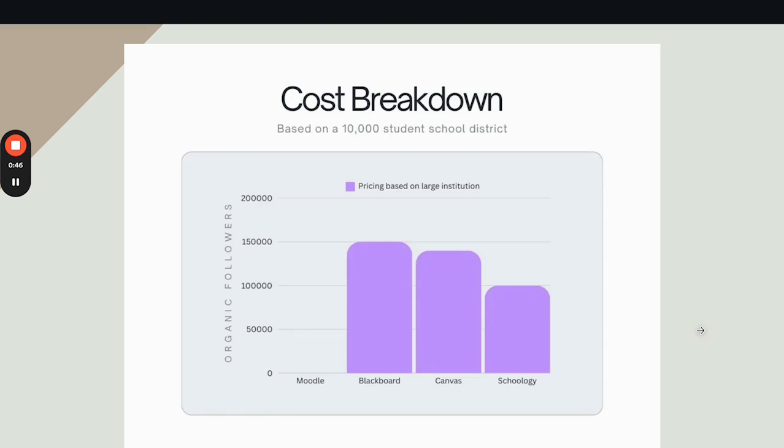In terms of cost breakdown, Moodle is the cheapest of all, being free, whereas Blackboard and Canvas were a little bit more difficult in terms of providing costs without having to go into inquiries and demos, while Schoology was pretty upfront with their costs. So Schoology actually offers one of the cheapest paid subscriptions. Those are $10 per student typically for a school district that is 10,000 students or so.